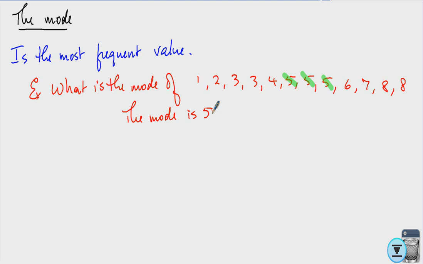Does the mode have a particular use? Of course, yes. For example, if I have a shop and I sell shoes, ladies' shoes and men's shoes, it's important for me to know what is the most common shoe size. So I might make a survey and find that the most common shoe size for men is 44 and for ladies is 39.